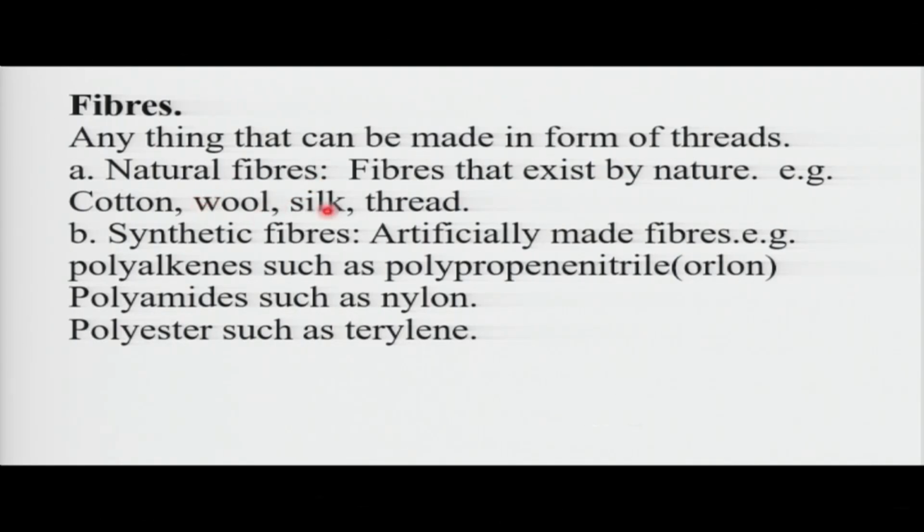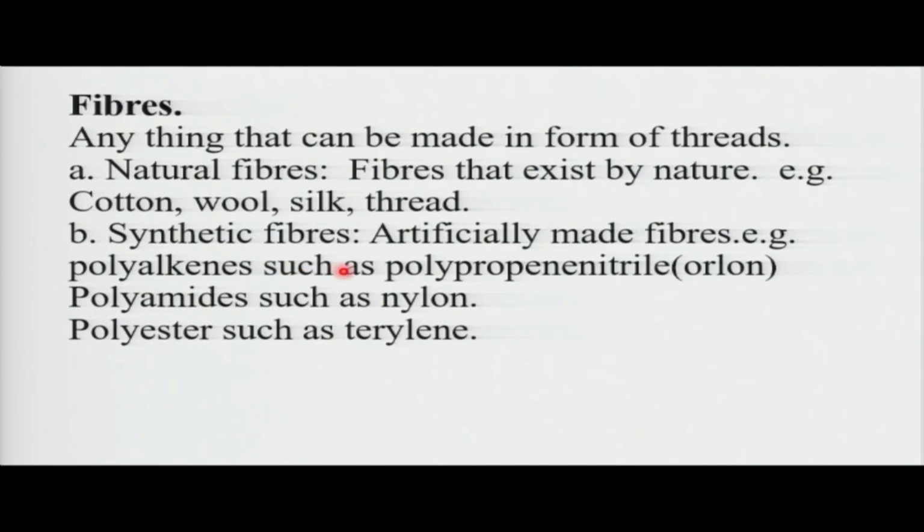When someone talks about a fiber, it means anything which can be made in the form of threads. Examples of fibers: we have natural fibers, cotton, wool, silk, and threads. Wool comes from animals, silk comes from caterpillar. Then you also have synthetic fibers which are artificially made.